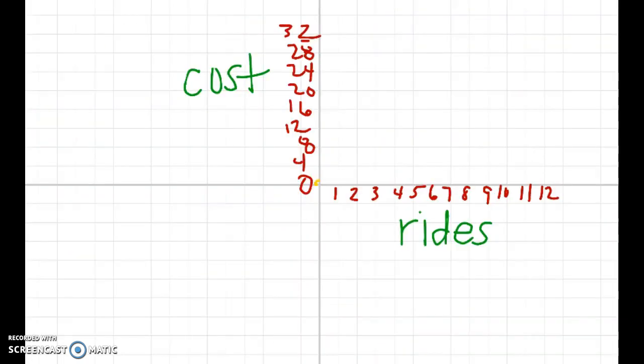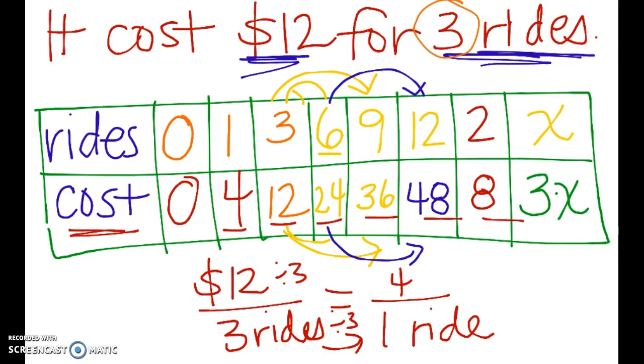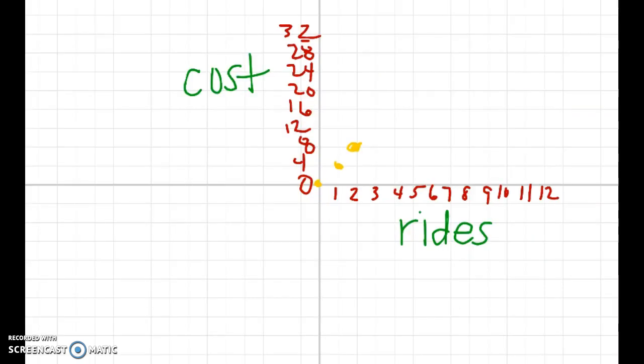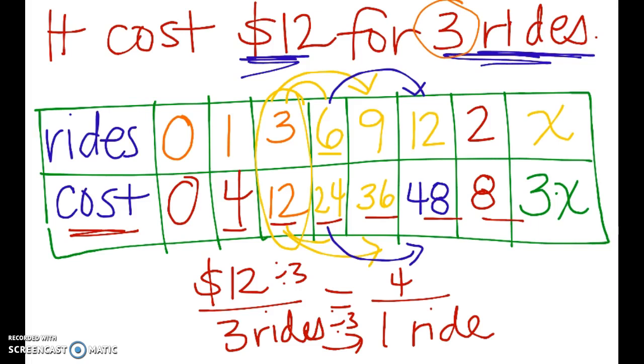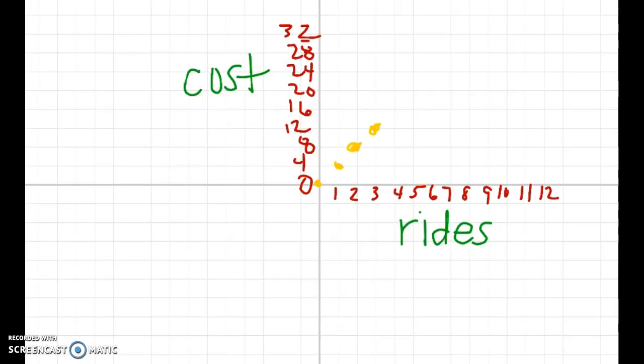So I know that 0 rides cost $0. Okay, 1 ride cost 4. That was in my table. I know 2 rides cost 8. That was in the table. 3 rides, now if we go back to our table, 3 rides cost $12. So 3 rides was 12. We didn't figure out 4 rides, but we knew 6 rides was 24.